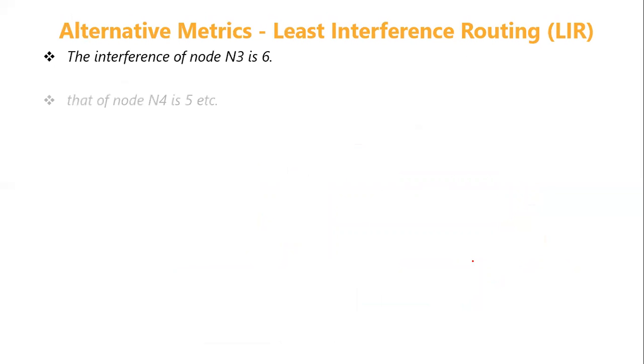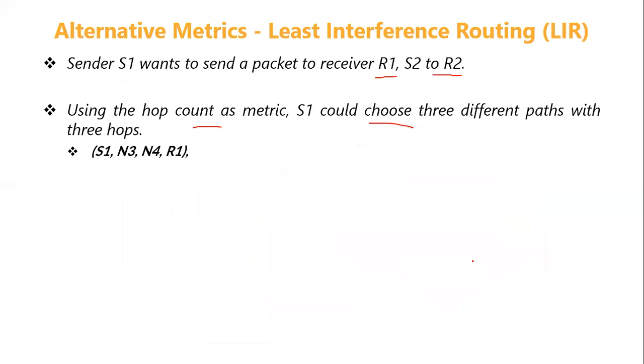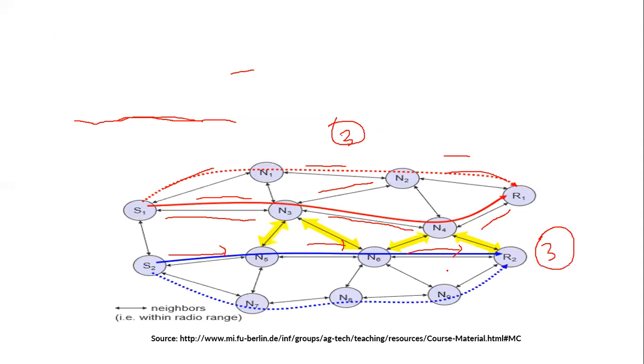Now let us see how least interference routing works. If you refer to that particular graph, the interference of node 3 is 6. The interference of node 4 is 5. How did we get this value? How do we say that the interference of node 3 is 6?